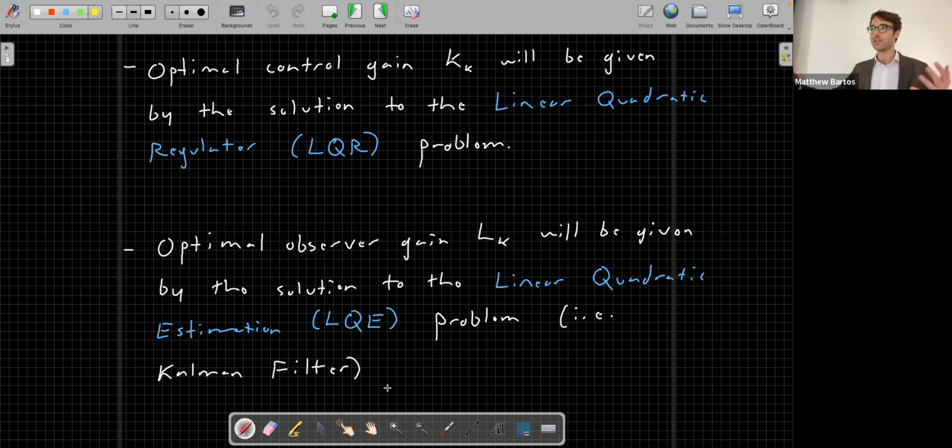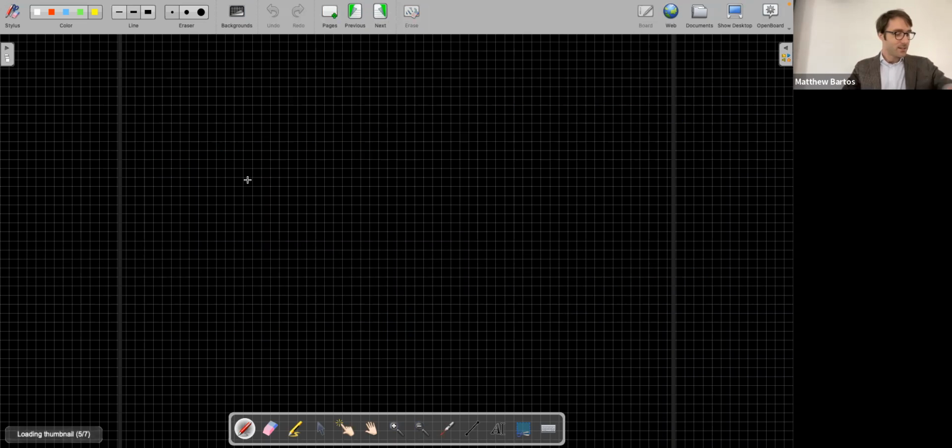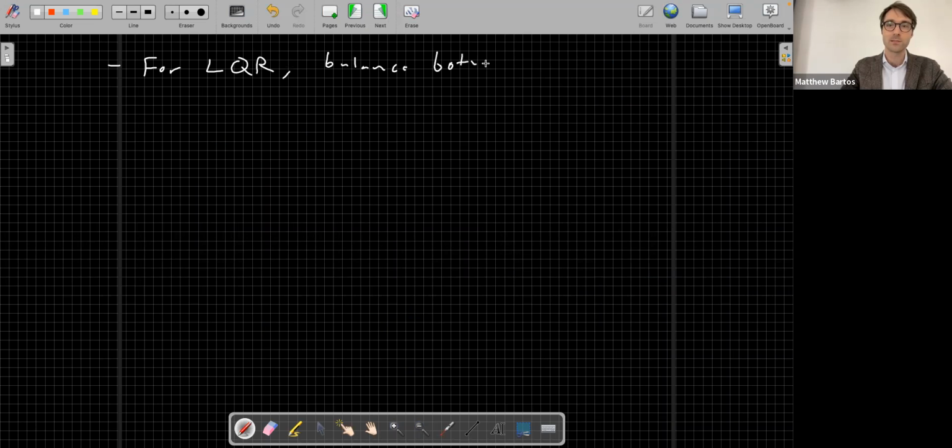But I want to at least give you some exposure to both of these concepts because they are very widely used. Okay. So again, as I noted, these problems are kind of duals of each other. They are going to be optimal control and optimal estimation problems respectively. And in both cases, we're going to be balancing between competing objectives. So for LQR, we balance between two competing objectives. We're going to balance between deviation from a reference state.